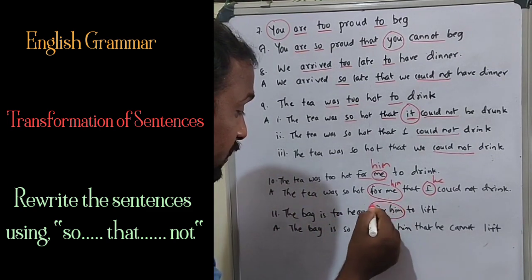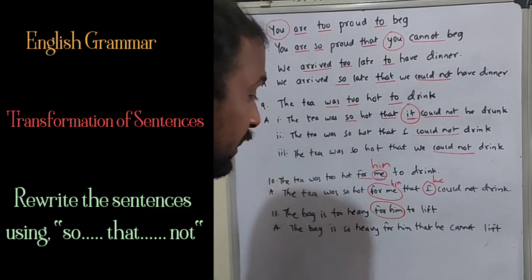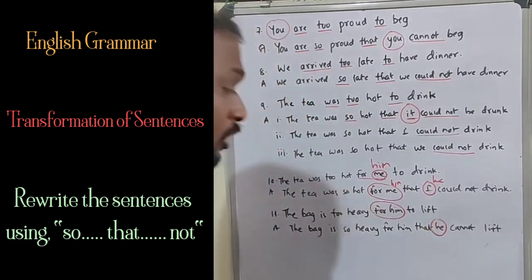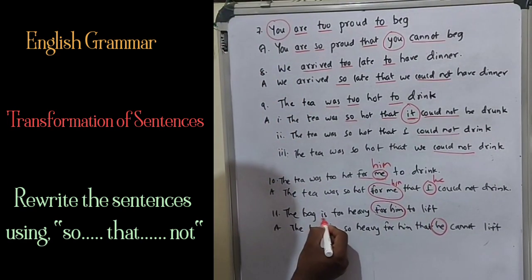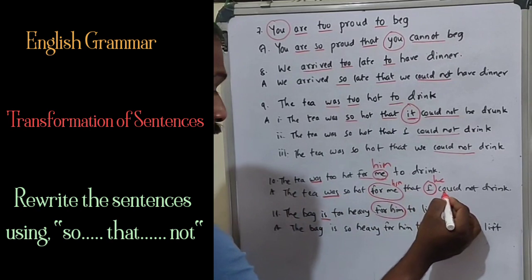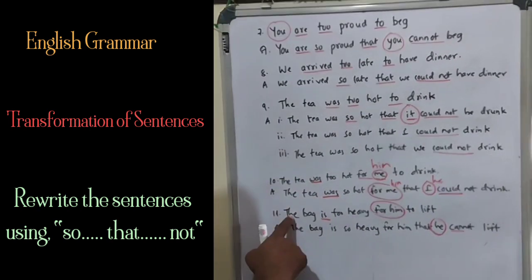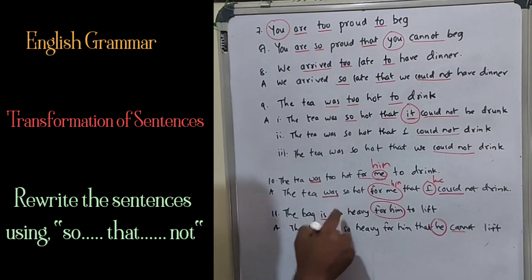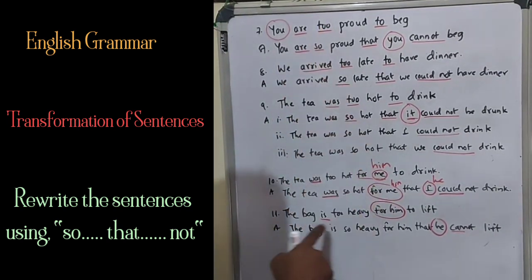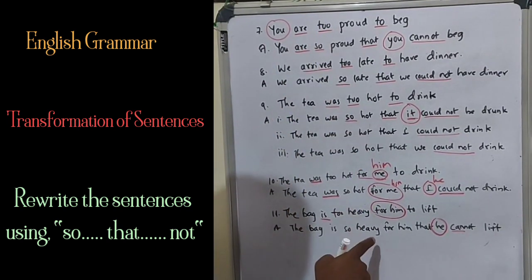Finally, see, the bag is too heavy for him. Look at this, for him, so you must write only one option, that is he. This is present tense, whereas the earlier one is past tense, so we used could. As it is present tense, you write can. "Too" becomes "so." You know very well: the bag is so heavy for him.